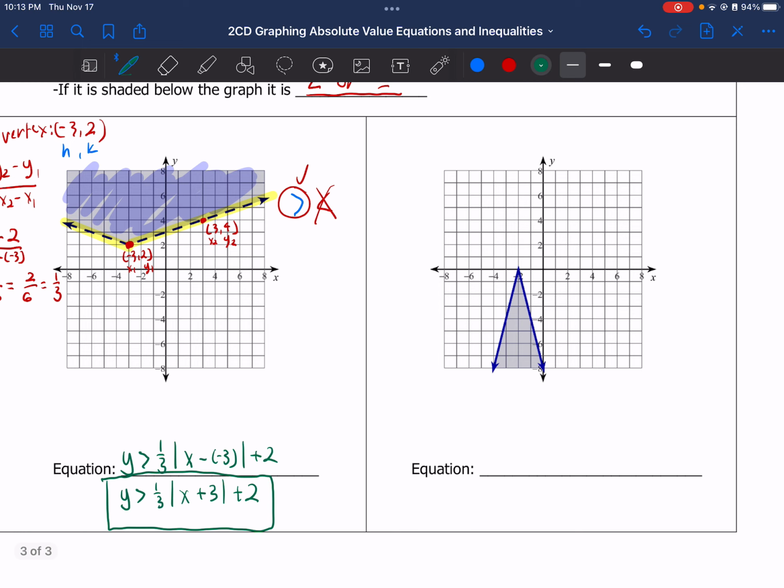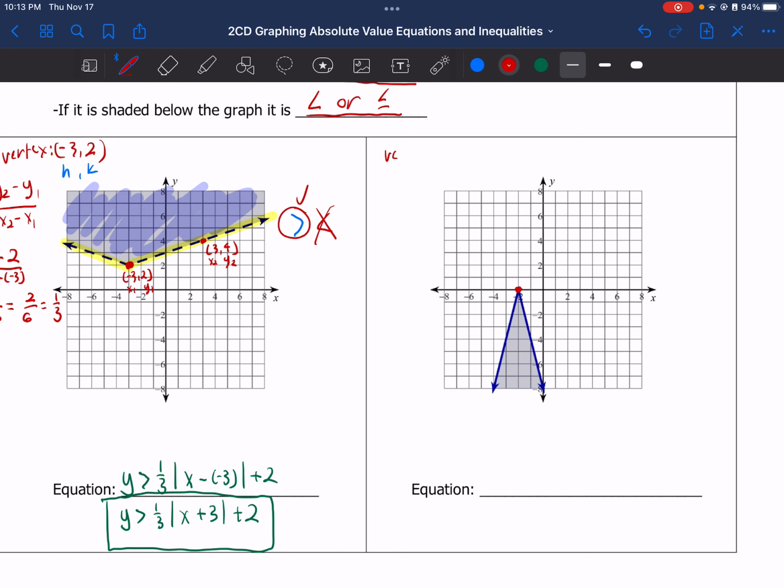So let's look at this last problem. We're going to find the vertex of our problem right here. I know the graph is a little wonky, but we're just going to say our vertex is right here. So our vertex is equal to -2, 0.